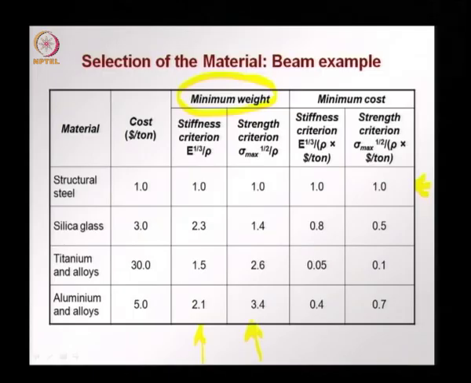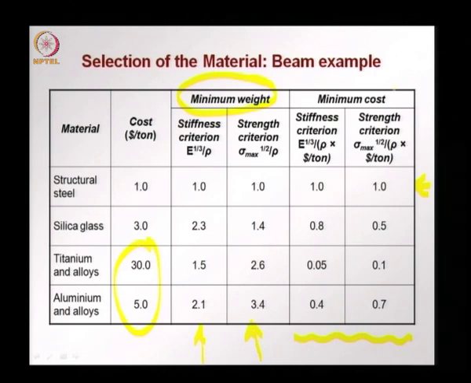However, when we look at these two columns, we find that the numbers are not that good, because titanium and aluminum are quite expensive compared to structural steel. So, when we bring in the cost, when we look at the minimum cost, materials such as titanium and aluminum do not work out as well as steel does.